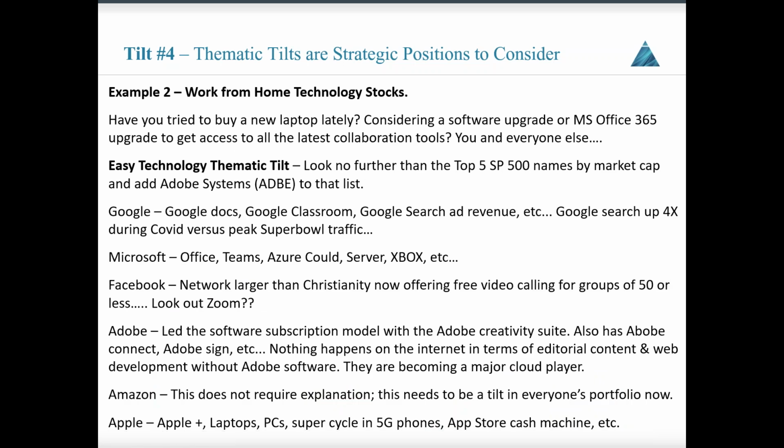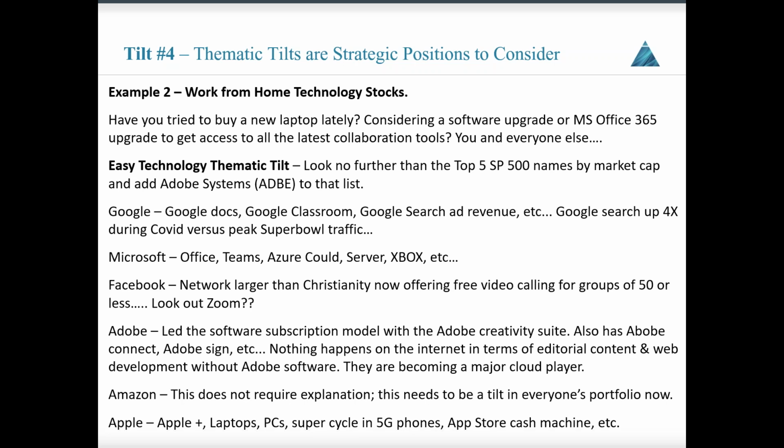The other one that I really, really like is the work from home technology stocks. And you'll see that we're going to come full circle right back to exactly why the top 5 names in the S&P 500 have literally led the rebound. Have you tried to buy a new laptop lately? Have you tried to upgrade your software? Have you finally upgraded to Microsoft Office 365 to get access to all the latest collaboration tools? I talk to people every day that are going through this. You can't hardly find a new laptop right now, and everybody's upgrading their Microsoft Office.